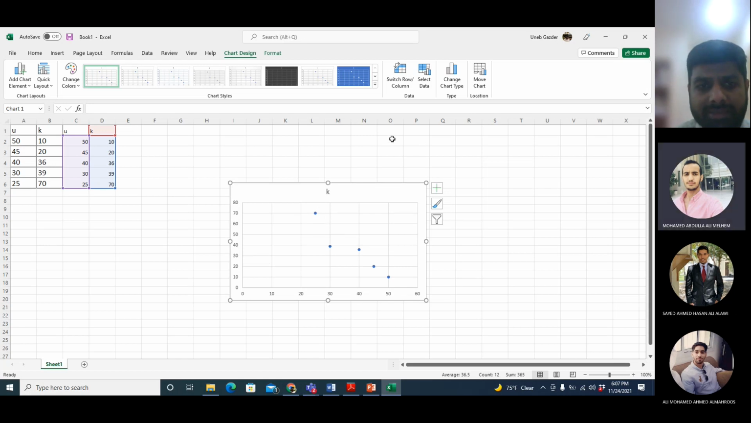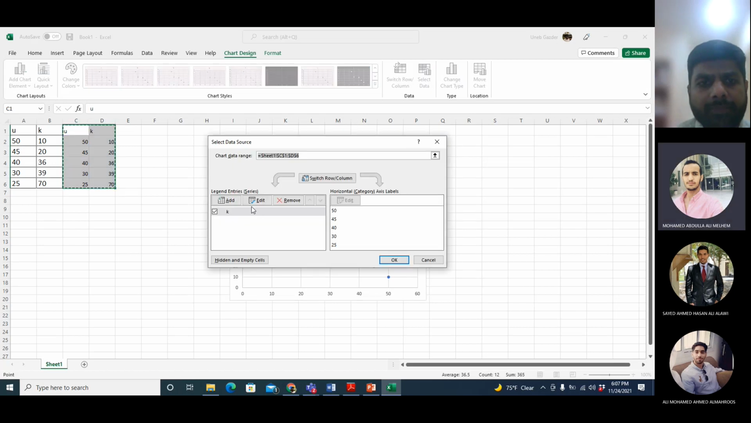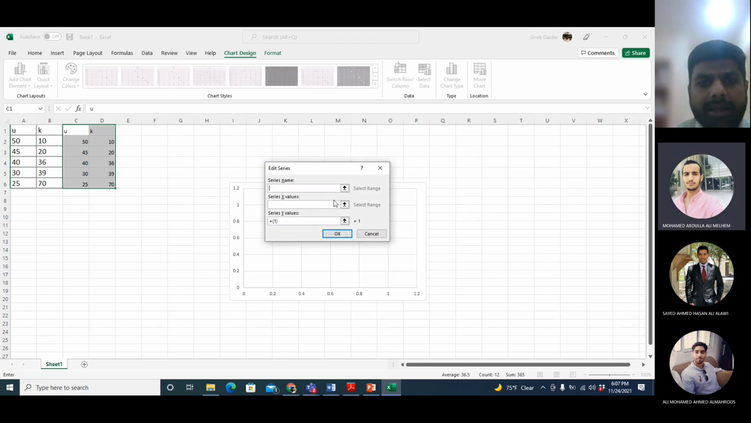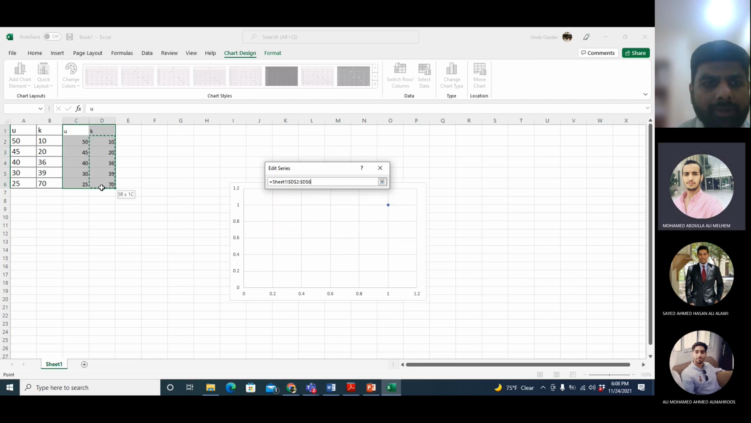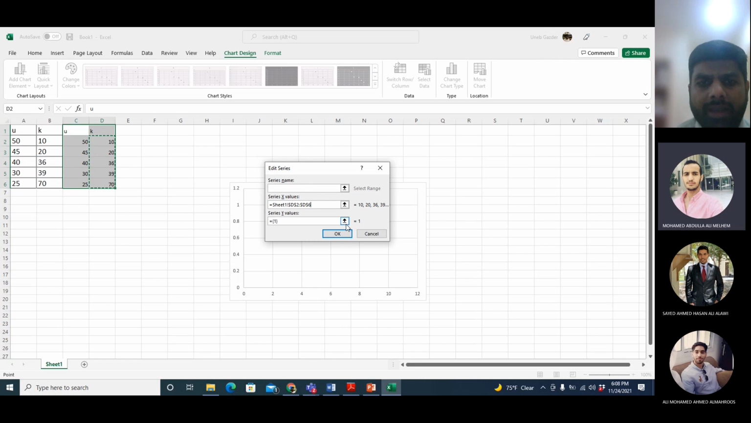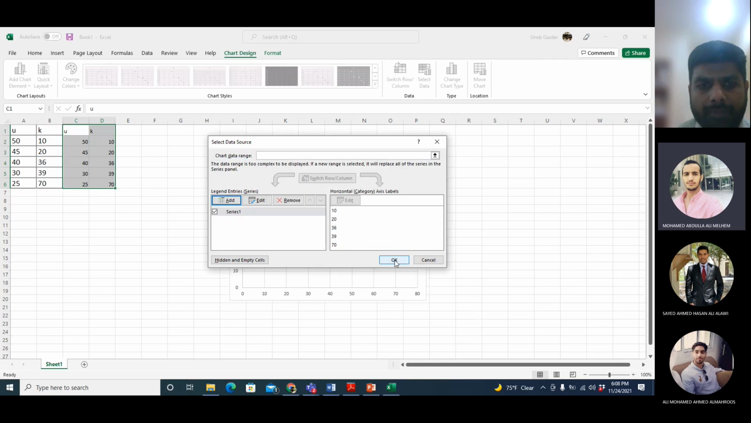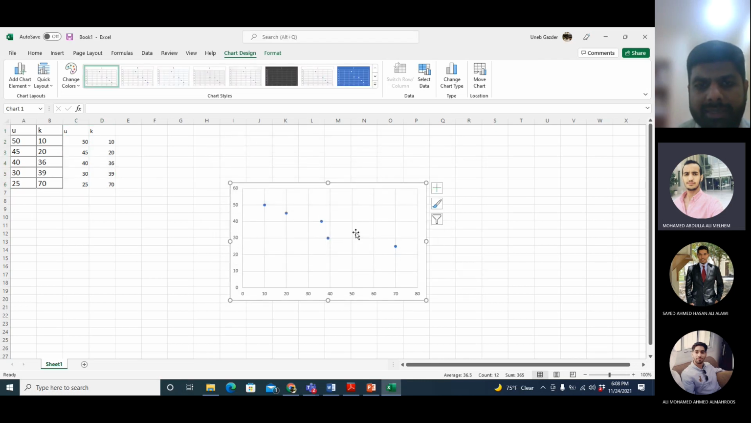Okay, so in order to reverse a chart, I'll go to select data. I remove the chart from now, then I will add. It is asking for series name. You can put the name yourself. It's asking for the X values. X is my K. Okay, so I'll select the K column. And Y is the U. I'll select the U column. Okay, I click OK. So now this is my scatter plot. And now I've selected the axis correctly.